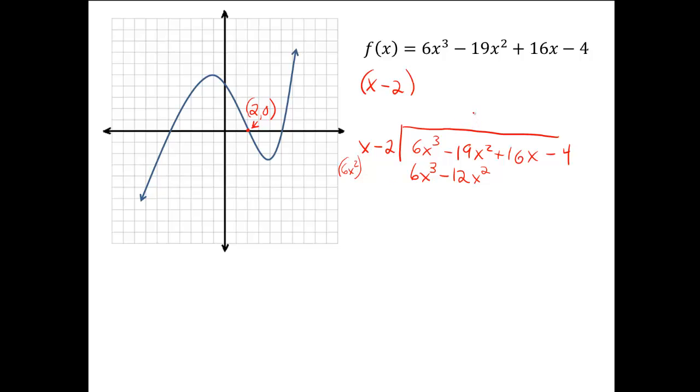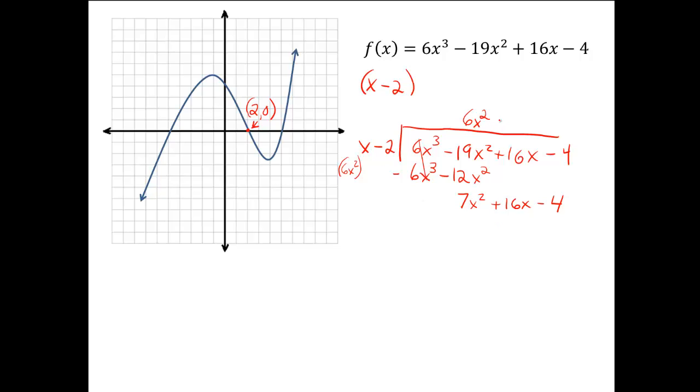And how many times does this go in? 6x squared times. So we put 6x squared right above. Make sure you line these up properly, otherwise you're going to get some problems. Alright, so we subtract these. These cancel, and we end up getting negative 19 plus 12 is going to be negative 7, so negative 7x squared plus 16x minus 4. We have to think of another number that's going to multiply this. I would think it would be 7x.